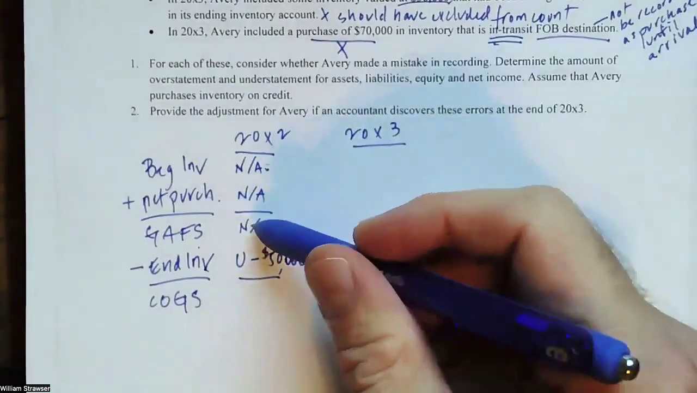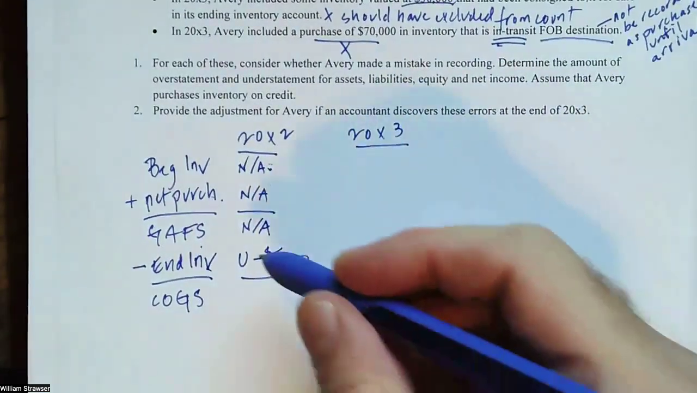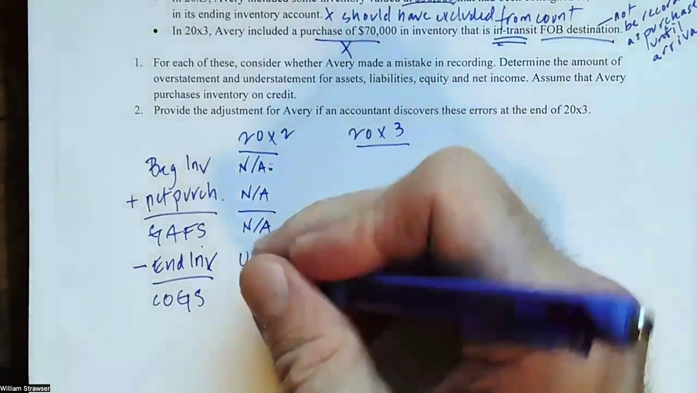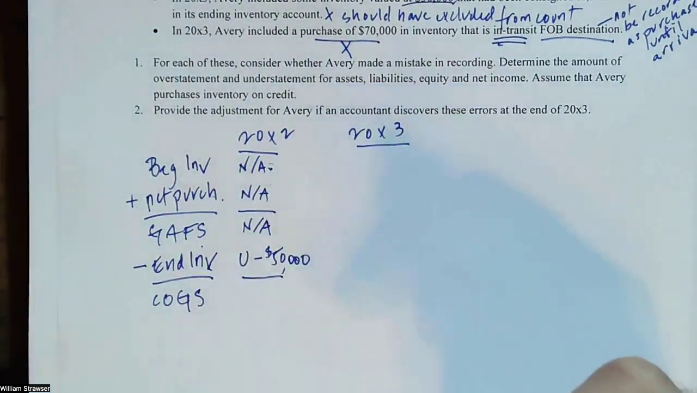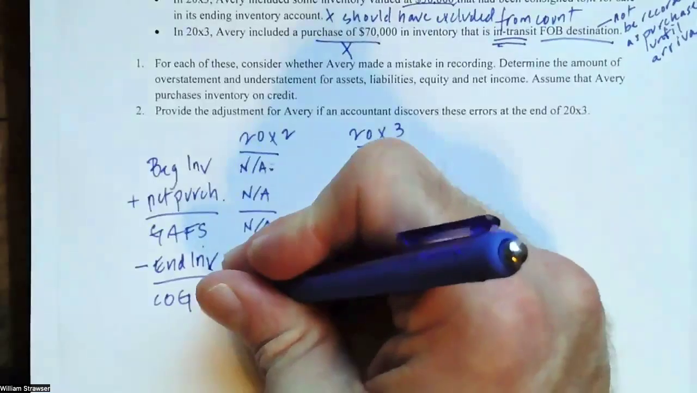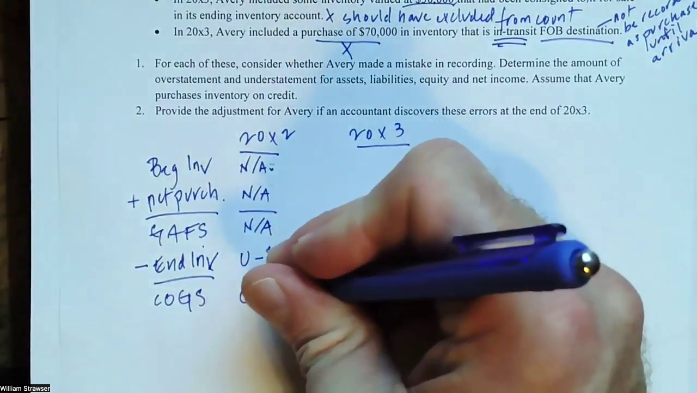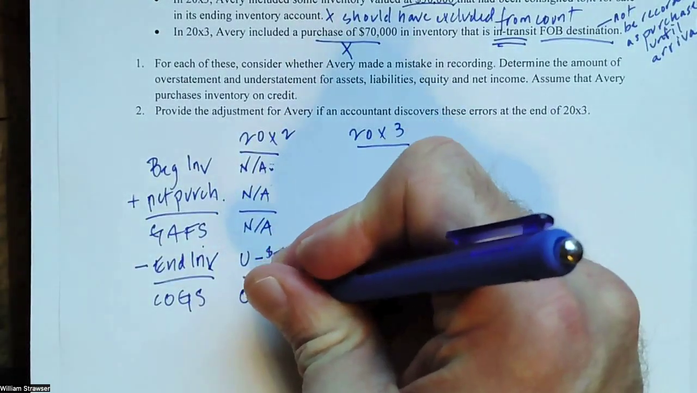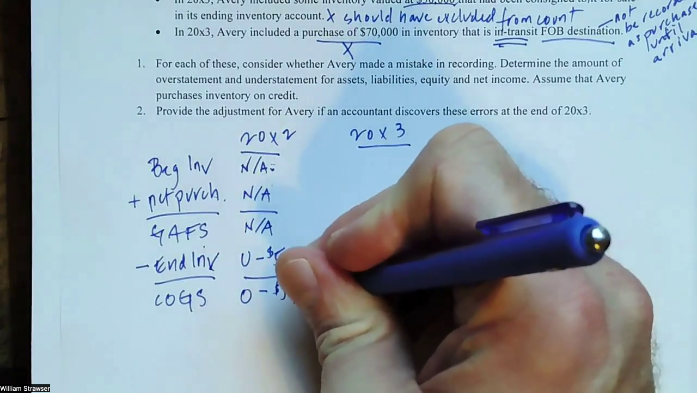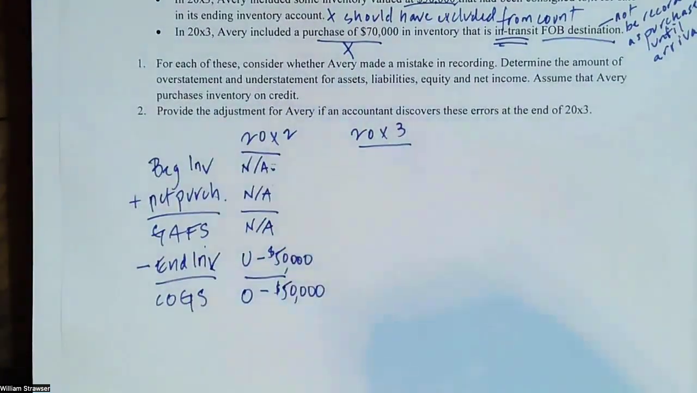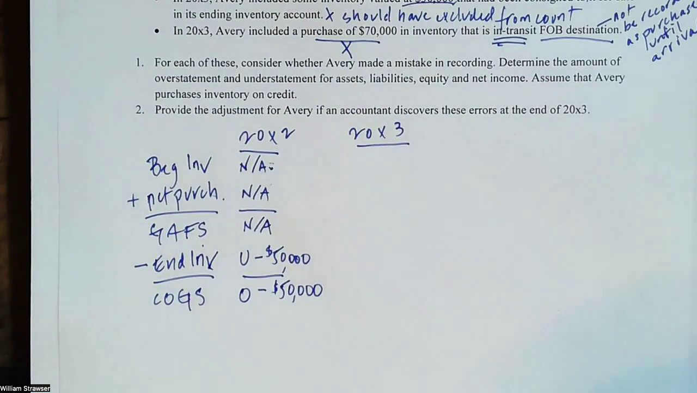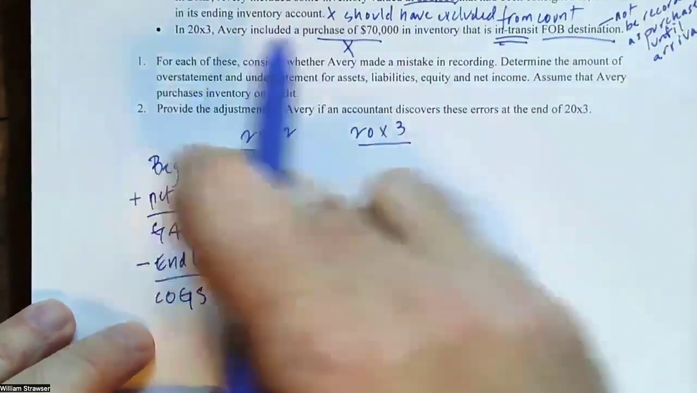Now, if I take GAFS that has no error and subtract something that's understated, right? Because I'm subtracting something less than it should have been, I'm actually going to overstate my cost of goods sold by that amount. So basically, subtracting an error reverses its direction, just like subtracting a negative number. Right? All right, beginning inventory.